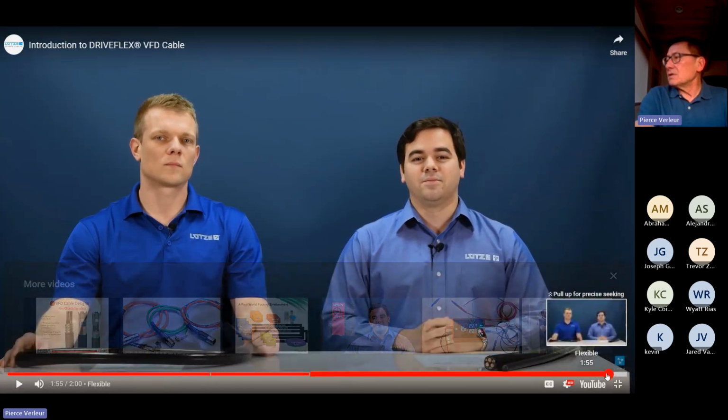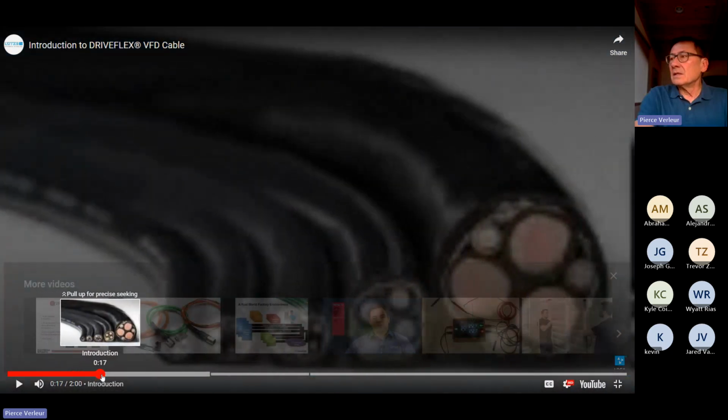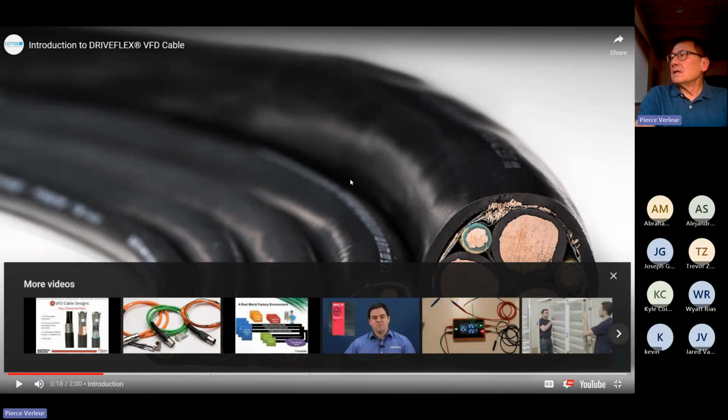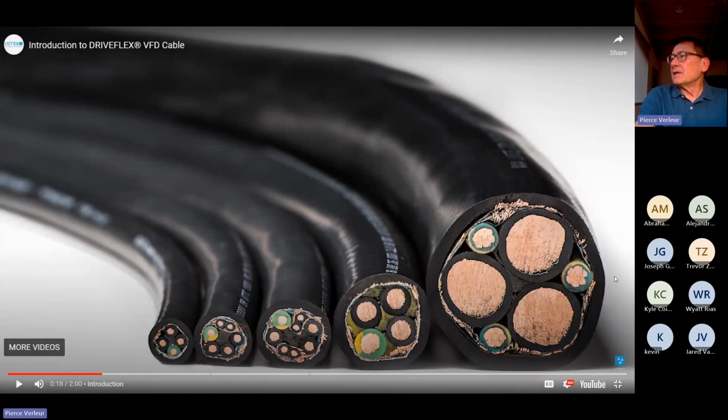Now, I'm going to play those other videos, and I want to point something out to you here. This is variable frequency drives. I just want to point out this configuration to you, because I really like this cable configuration for variable frequency drives. Note the three conductors, and these are the ground conductors nested amongst the three conductors.